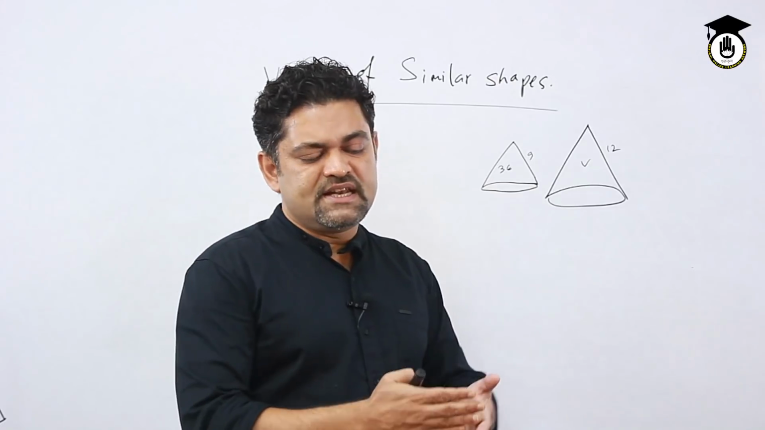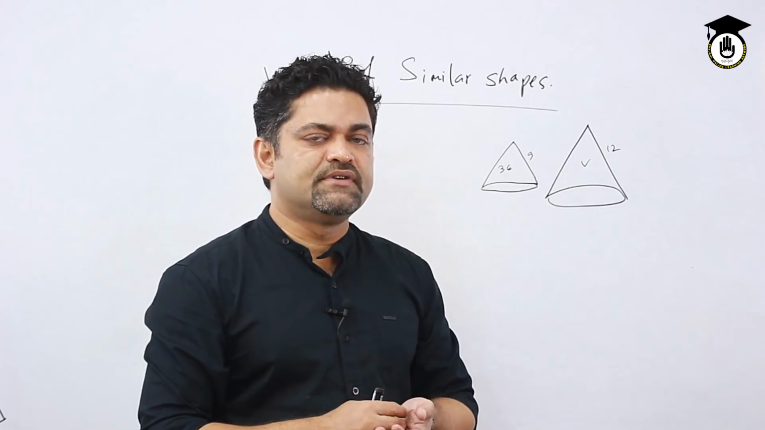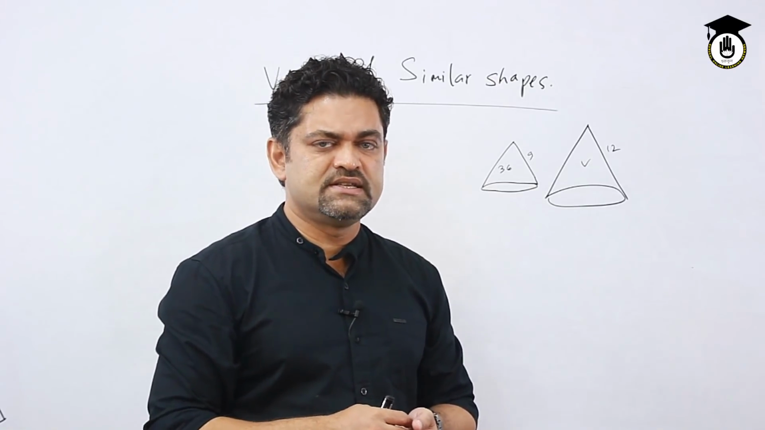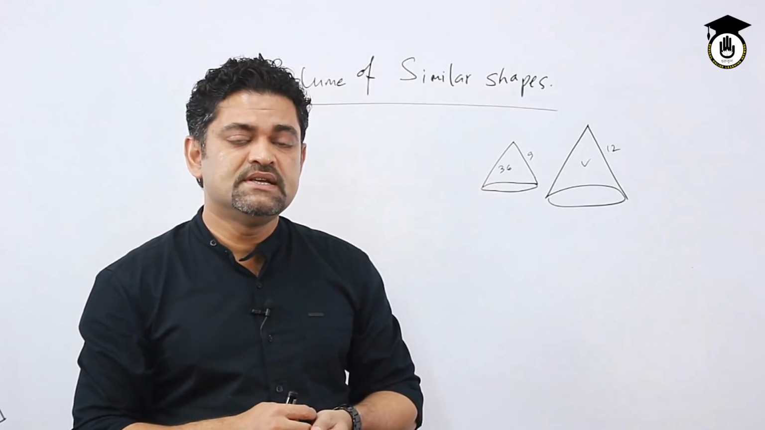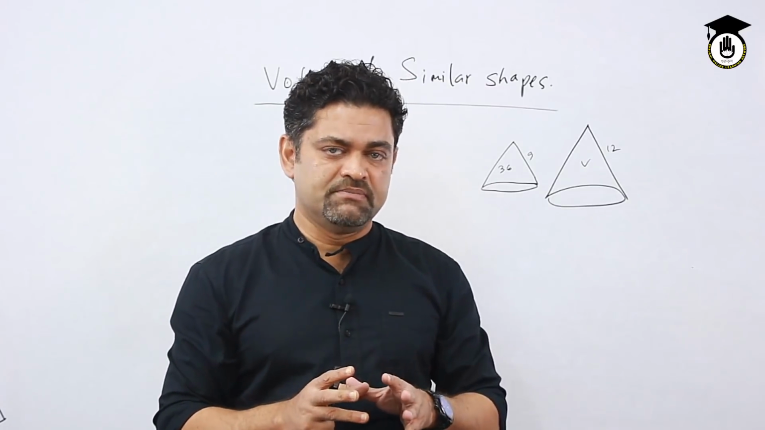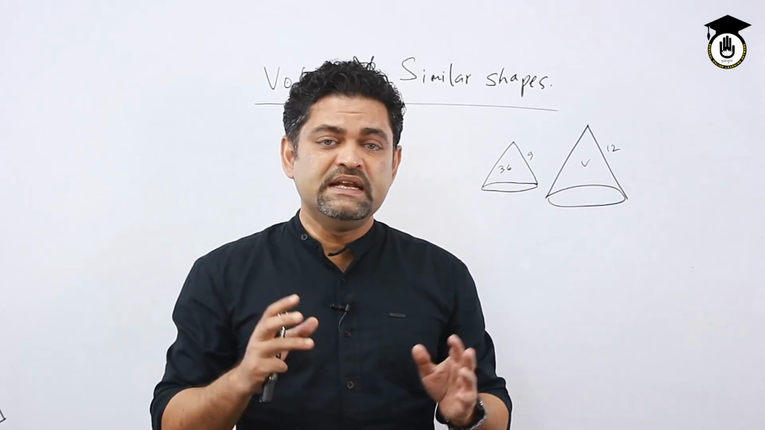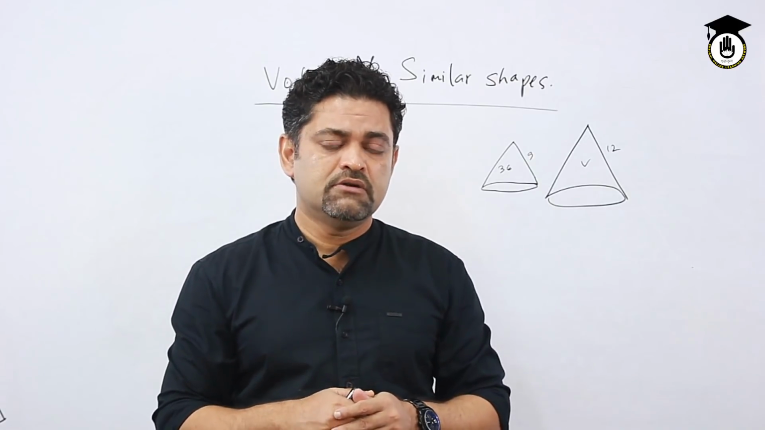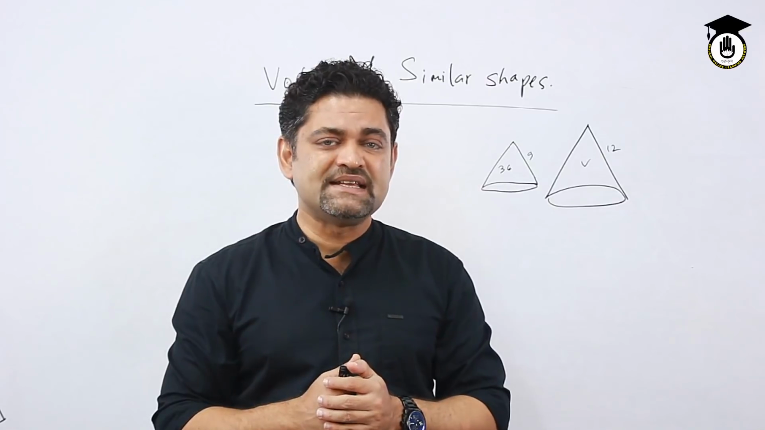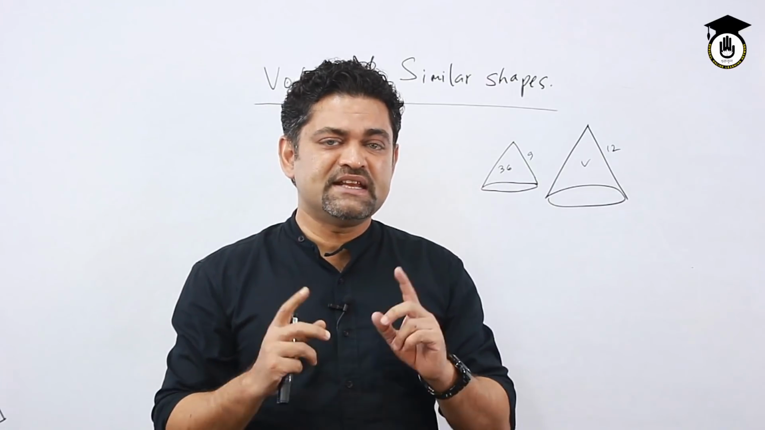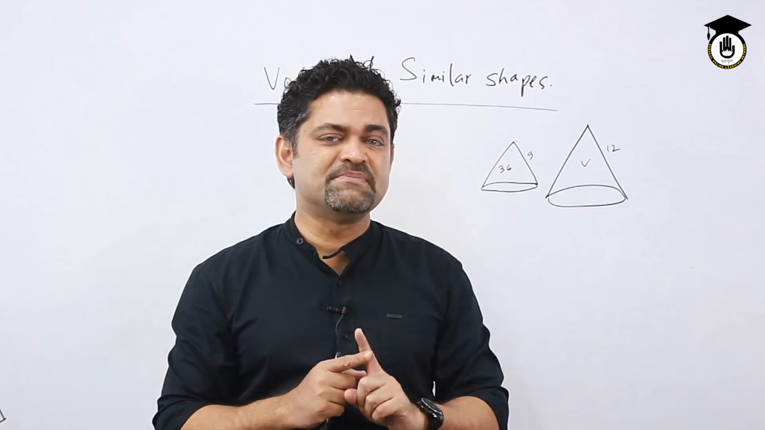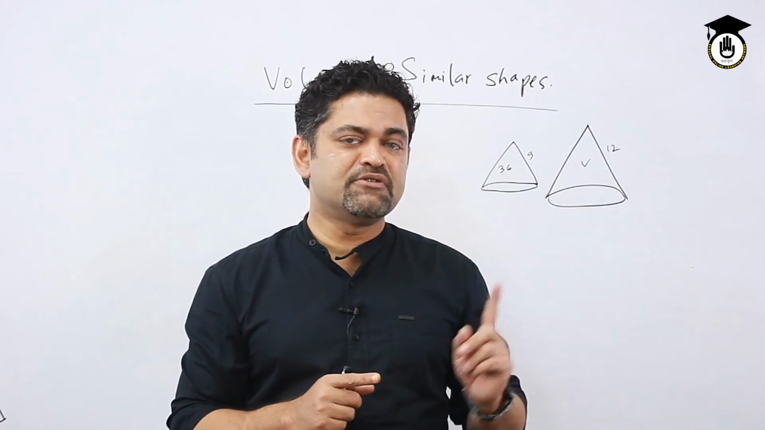Today I will discuss with you the volume of similar shapes. As we have seen in our previous lecture about the areas of similar shapes, in the case of area we took the squares of the corresponding sides. But in the case of volume, it always comes in cube. So here we are going to see that.